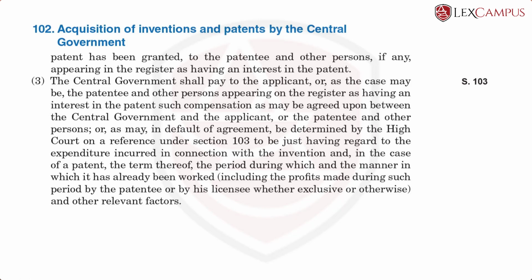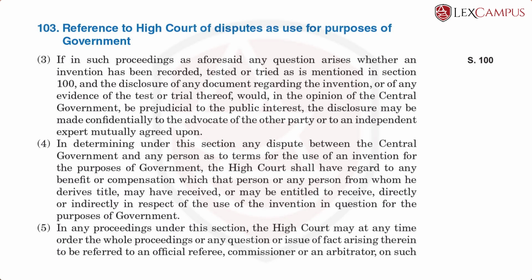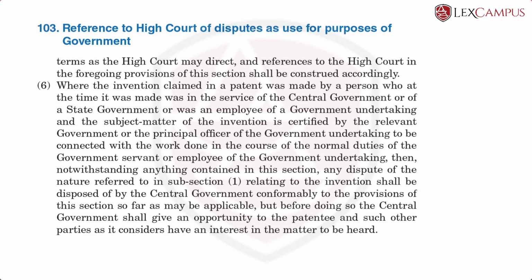Now, there is a provision for reference to the High Court in section 103 where the private entity or the person holding the patent or the invention and the government are not able to come to an agreement. If there is some dispute between them, then a reference can be made to the High Court and the High Court will resolve the dispute. Now, these provisions largely cover the cases in which the government can use or the government can acquire an invention.